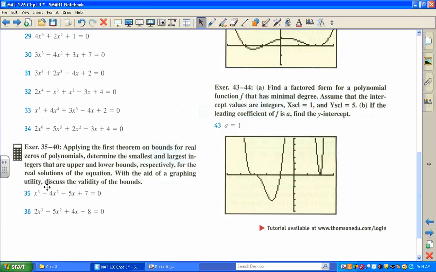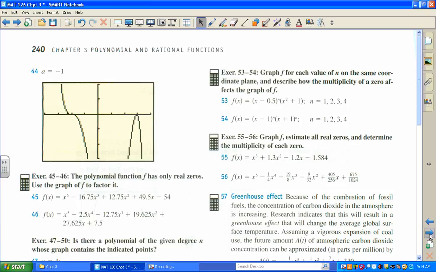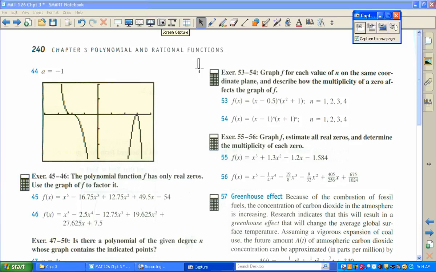What was your question? Number 53. All right, graph each value of n. Describe how the multiplicity affects the graph. Well, I don't think I have to do that. If I put in 1, what's going to happen at 0.5? Let me take this picture on 53.